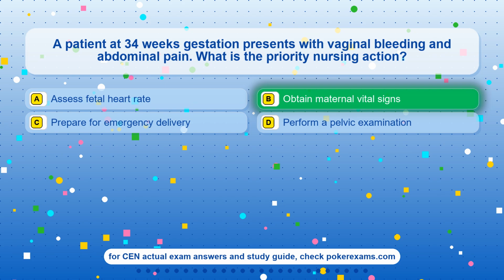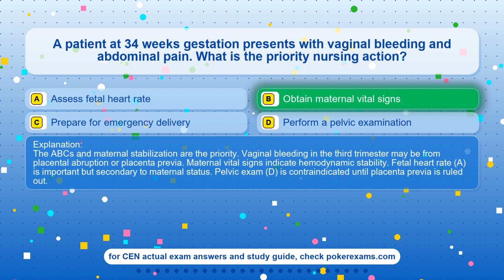The correct answer is option B. Obtain maternal vital signs. The ABCs and maternal stabilization are the priority. Vaginal bleeding in the third trimester may be from placental abruption or placenta previa. Maternal vital signs indicate hemodynamic stability. Fetal heart rate, A, is important but secondary to maternal status. Pelvic exam, D, is contraindicated until placenta previa is ruled out.